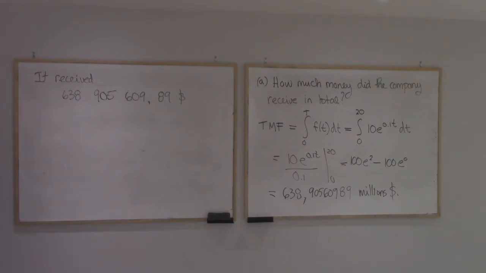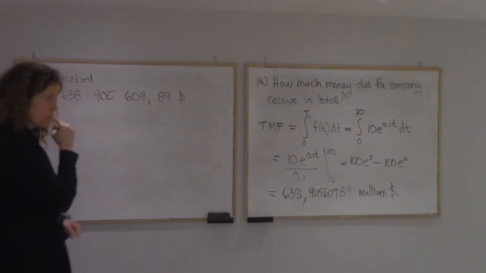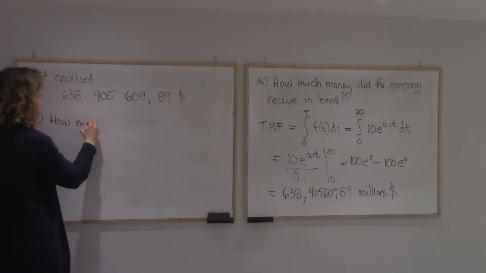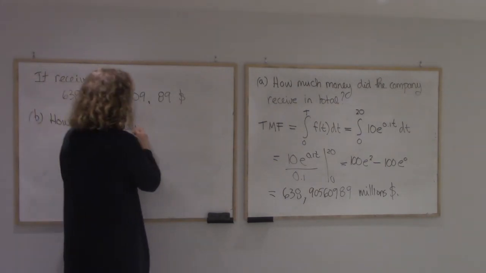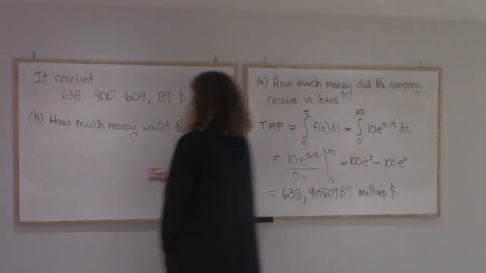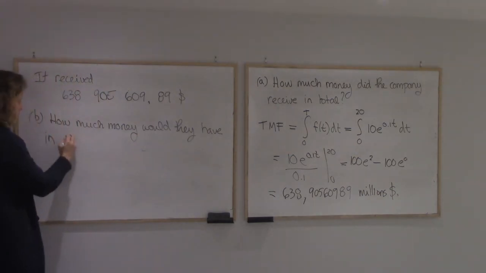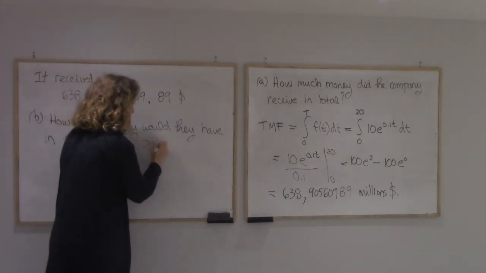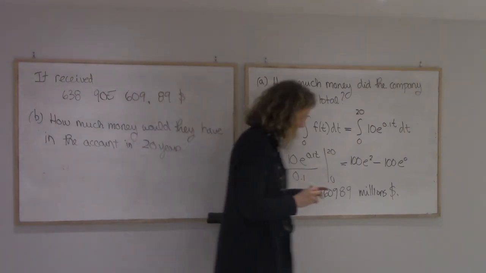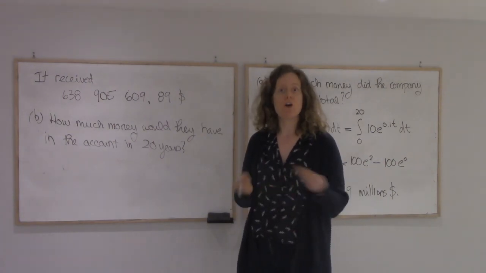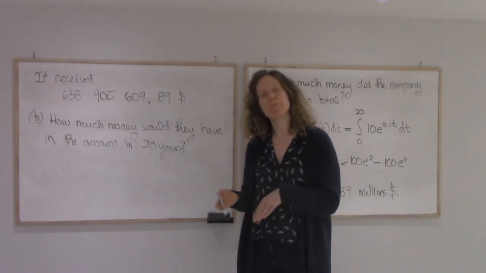Alright, so this is how much money it received in total. No interest whatsoever. Alright, so now let's get interested in how much money it has, so let's compute with interest. So how much money would they have in the account in 20 years? So I cannot compute this only from this number because it depends on when the money came. If it all came early, then it would grow more interest. If it all came late, it would grow less.